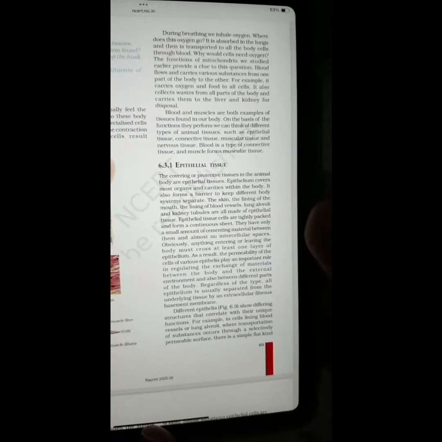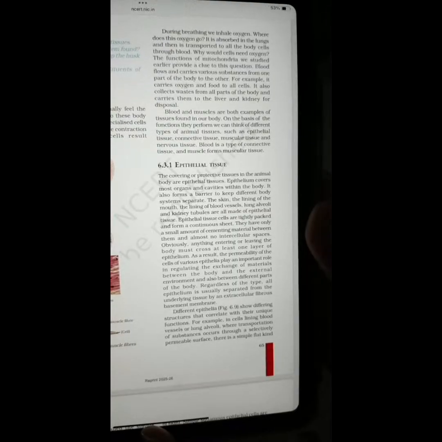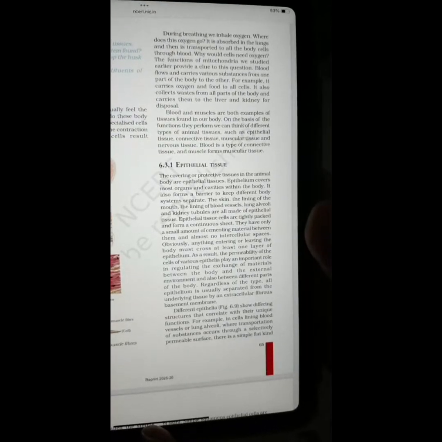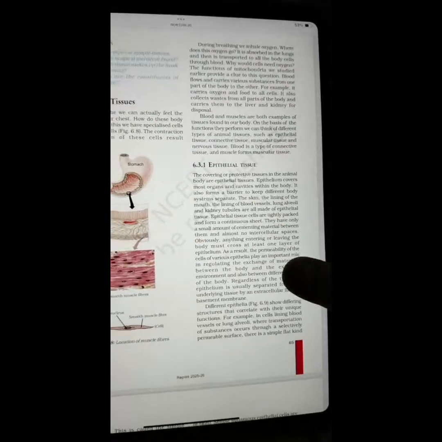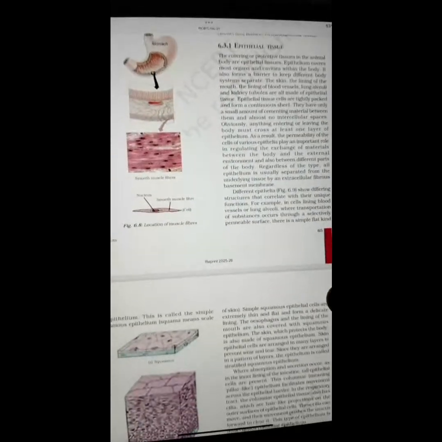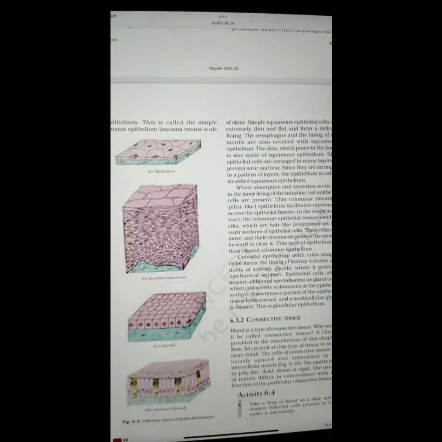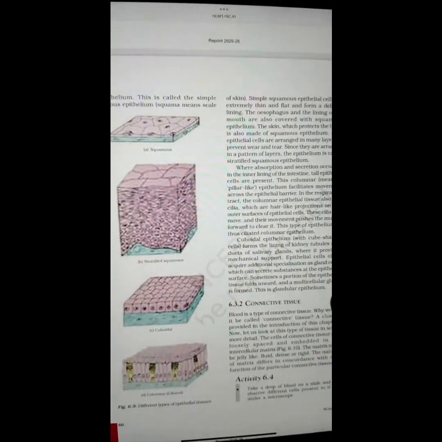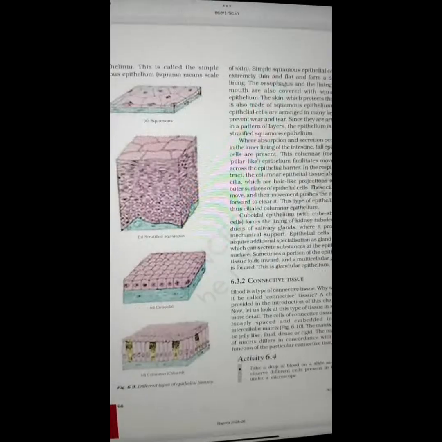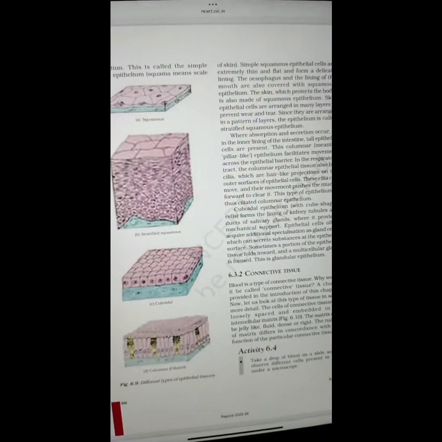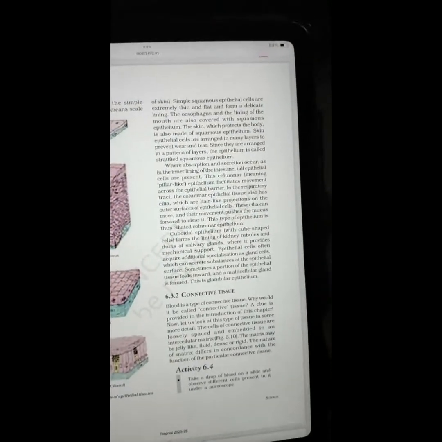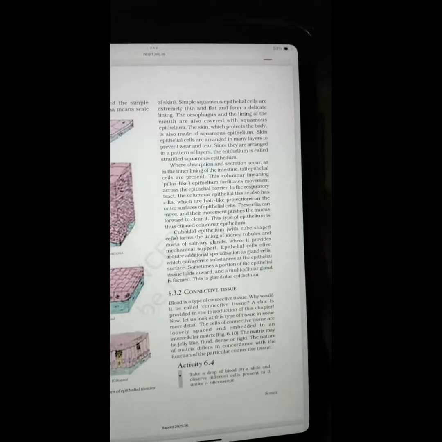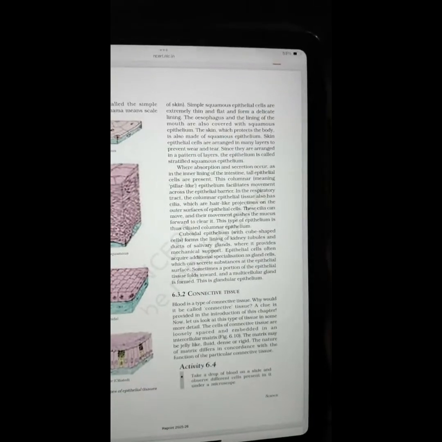For example, in cells lining blood vessels or lung alveoli, where there is transportation of substances across a selectively permeable membrane, this is a simple, flat kind of epithelium. It is called the simple squamous epithelium. Squama means scale. So figure 6.9 is giving you an idea of different types of epithelial tissues. Now, the right side of page number 66 of your book.